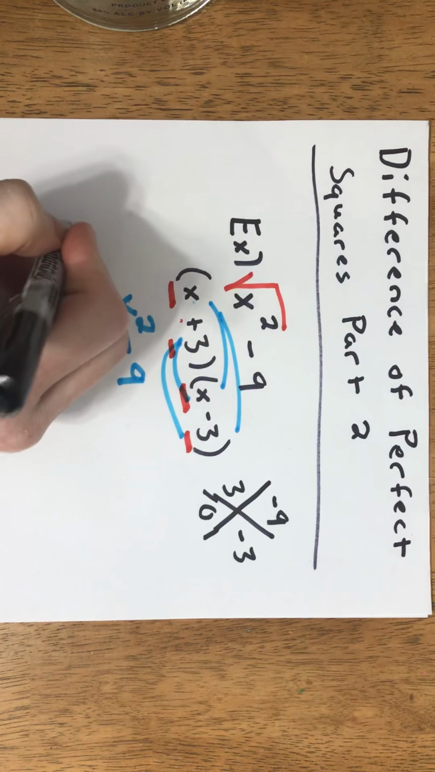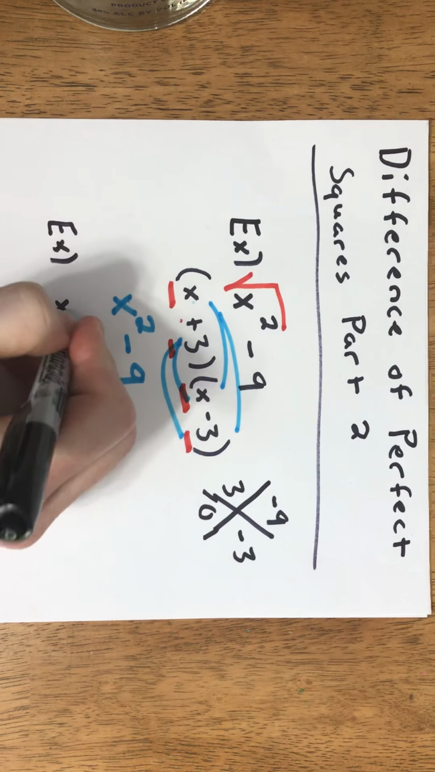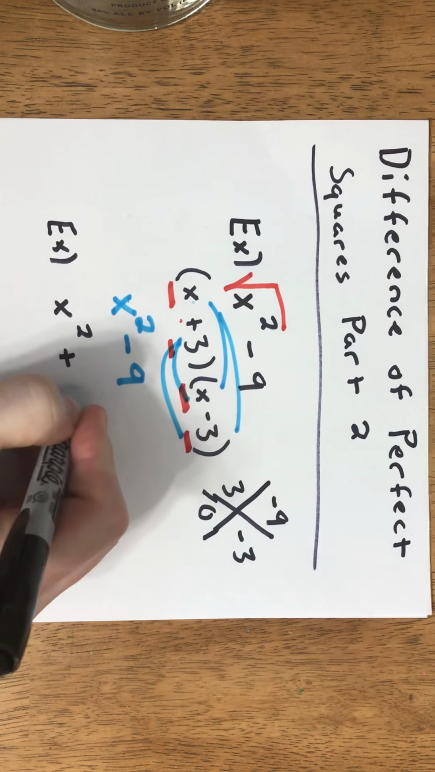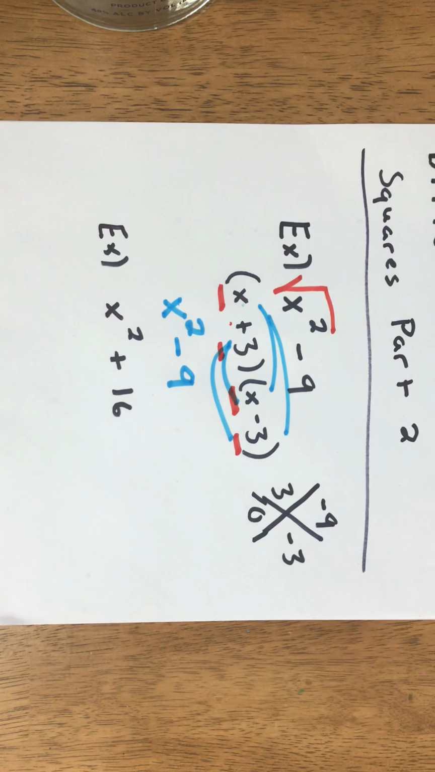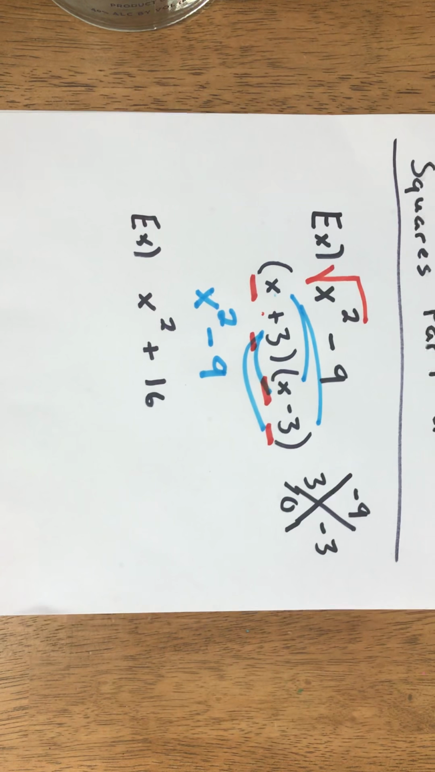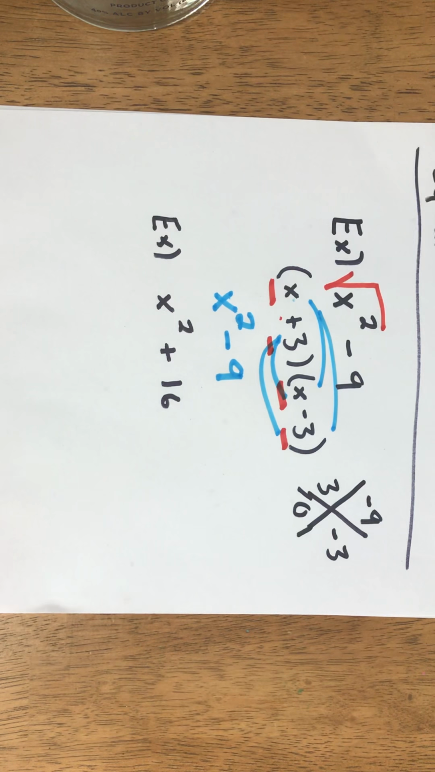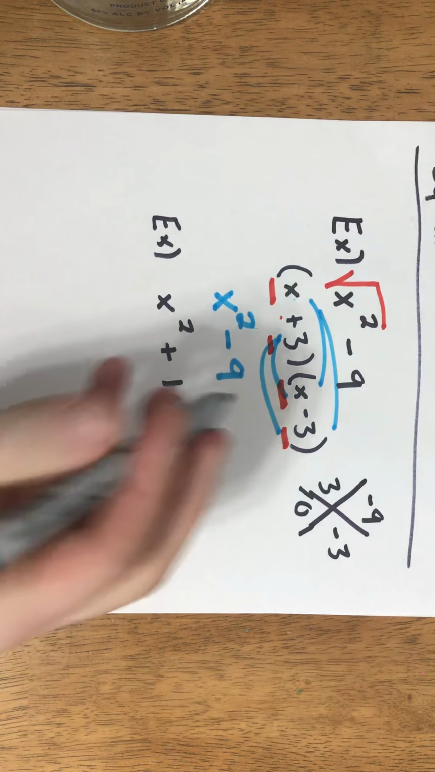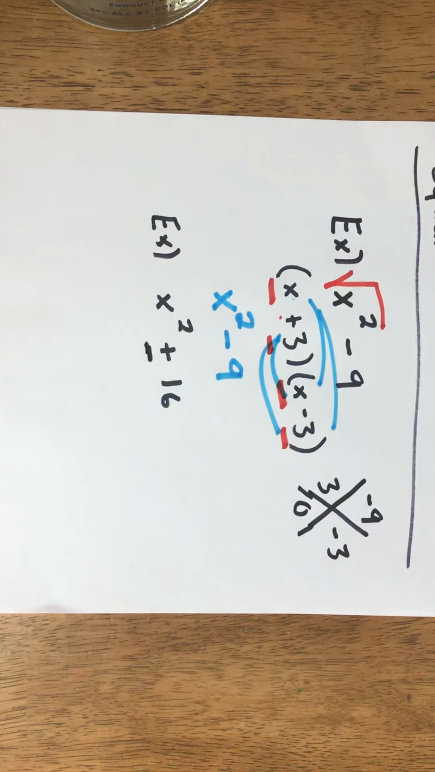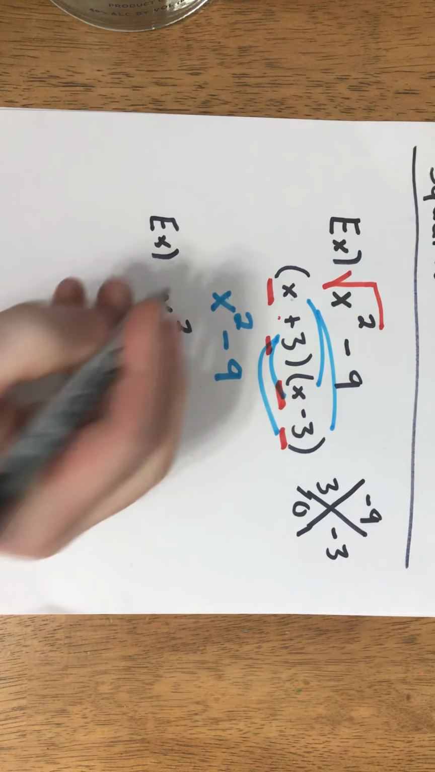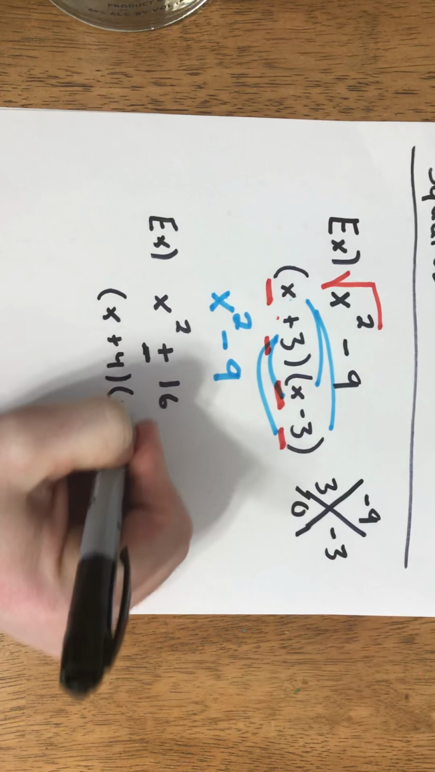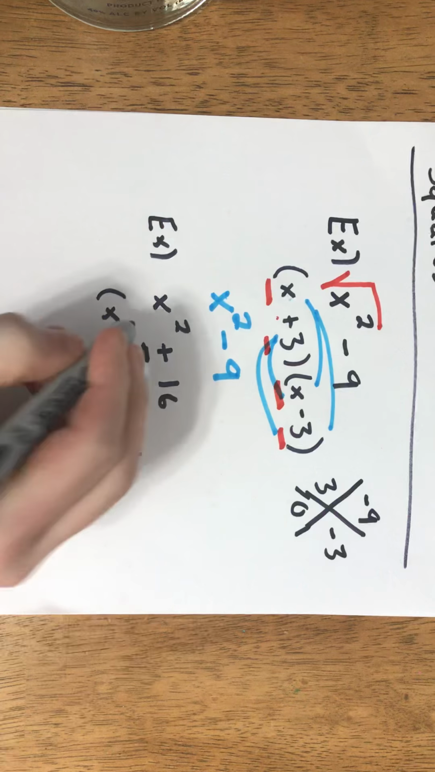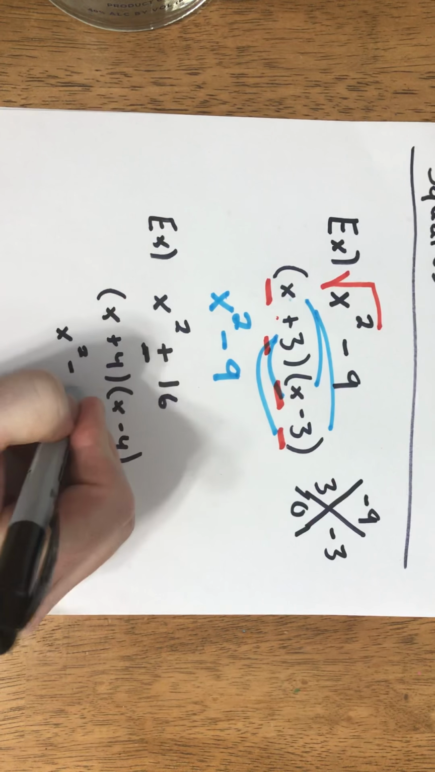So, for example, if we have x squared plus 16. Now, many of you are probably sitting in your house thinking, oh, that's easy. It's x plus 4, x minus 4. Unfortunately, because of this plus sign, that's not going to work. If we try to do x plus 4 times x minus 4, unfortunately, that would lead us back to x squared minus 16.